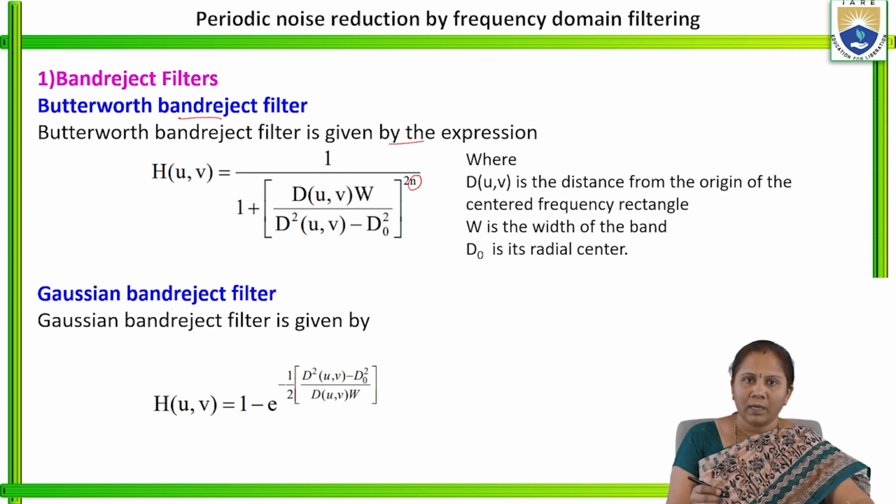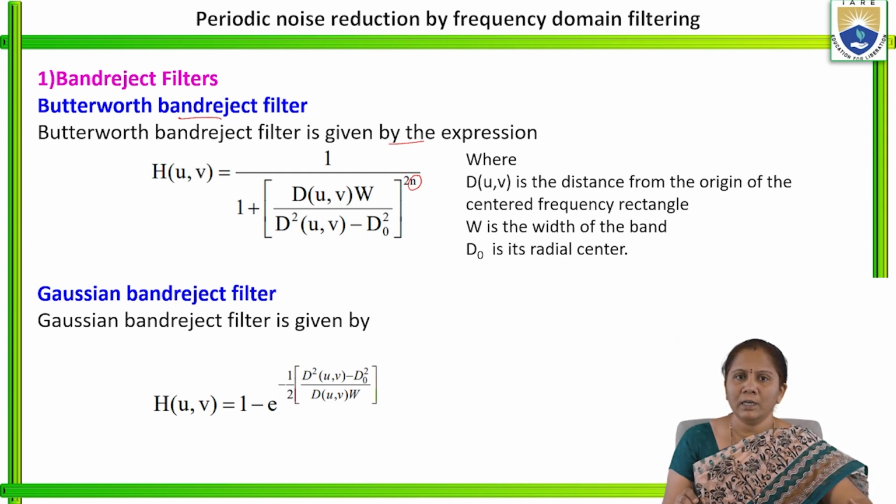And as we have seen in the ideal band reject filter, what is this D of u comma v?